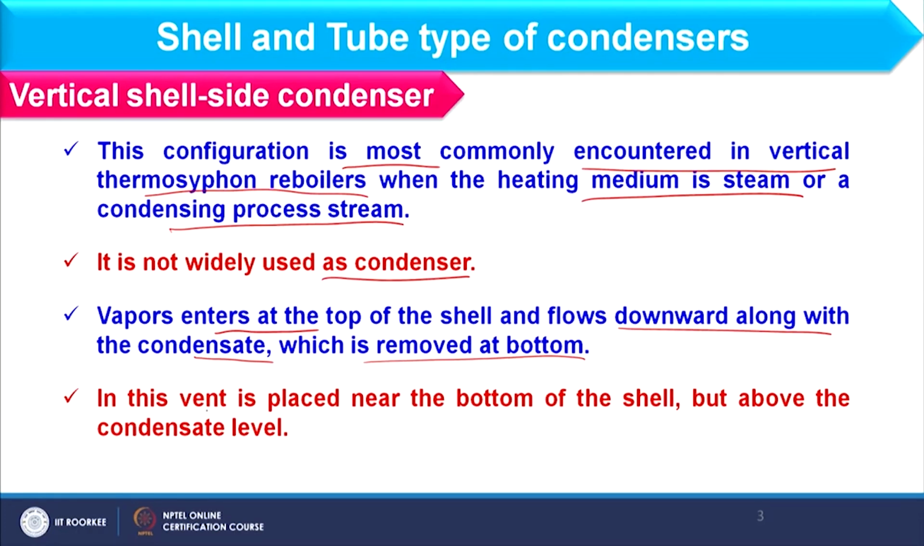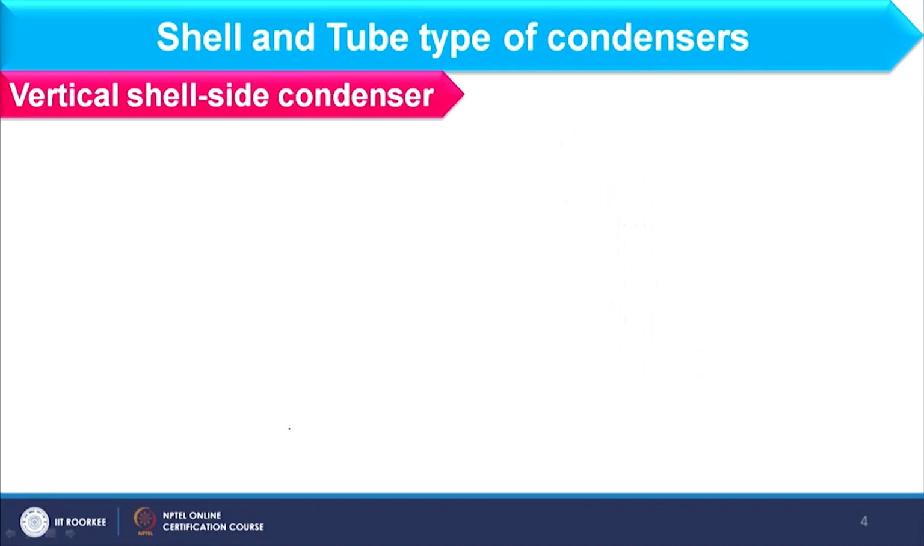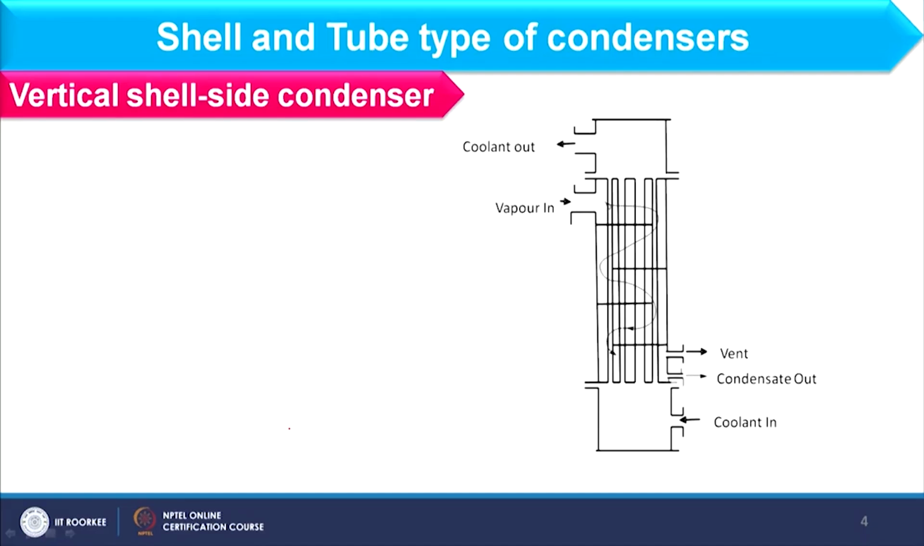So, in this condenser vent is usually placed near the bottom of the shell, but above the condensate level. Now, if you see the schematic there you can understand it properly that vapor usually enters from the top and it does not have a space to move upward because here we have end of the shell. So, vapor will move downward along with the condensate.